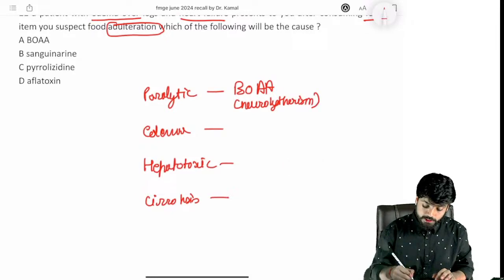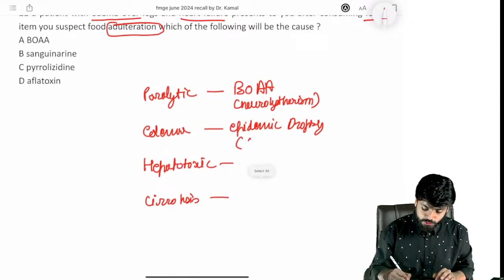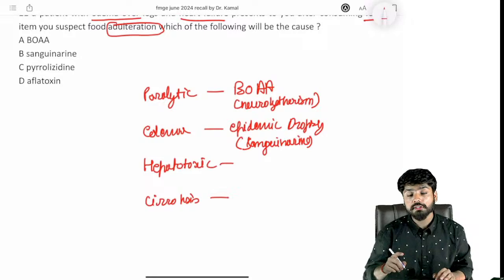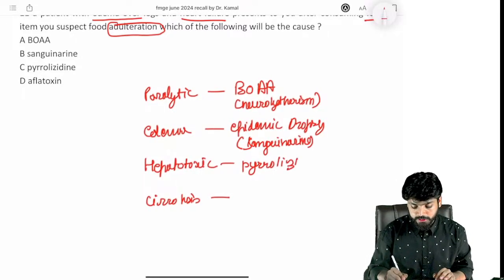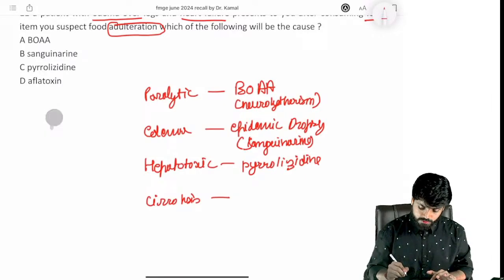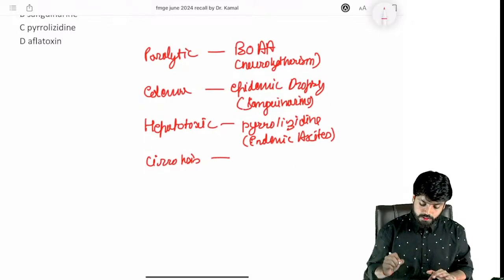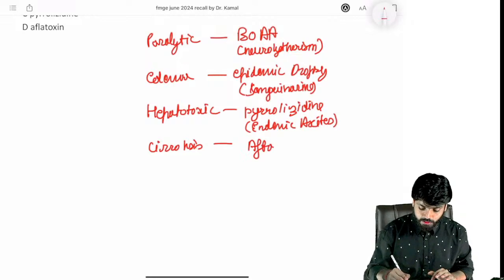Edema patient is seen in case of epidemic dropsy, which is due to sanguinarine. Hepatotoxicity is seen in patients who consume pyrrolizidine, or the other name for it is endemic ascites. And the last one is cirrhosis. Cirrhosis in case of aflatoxin.